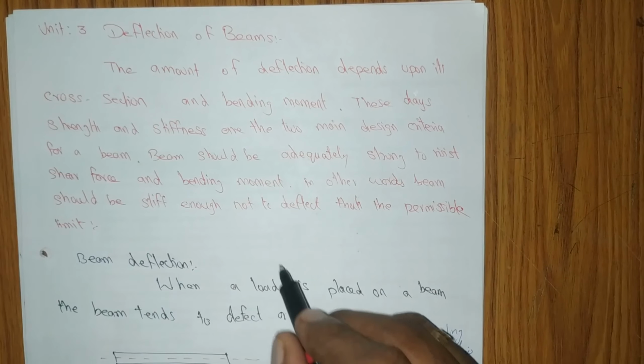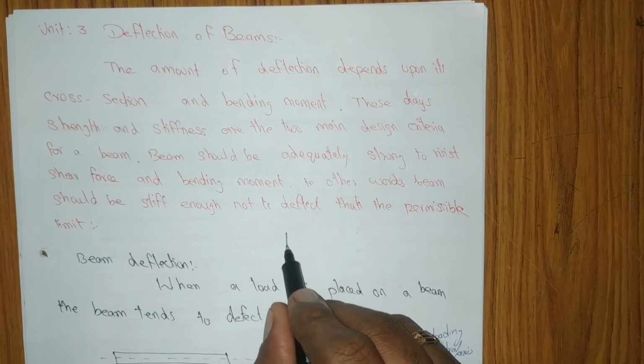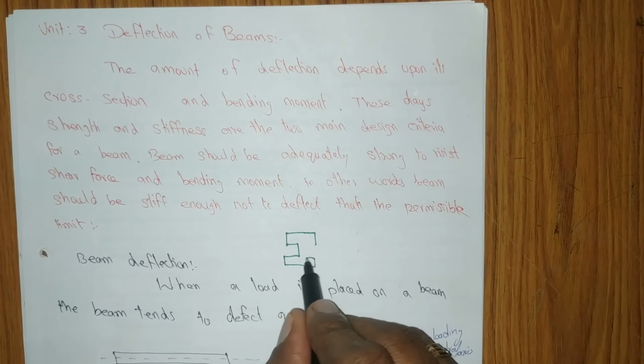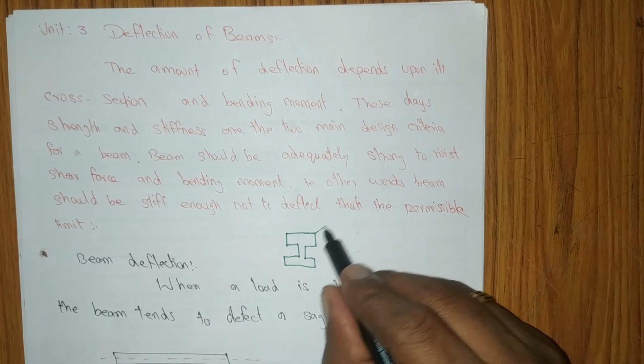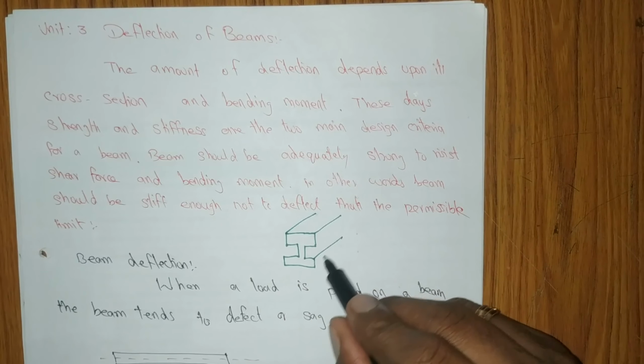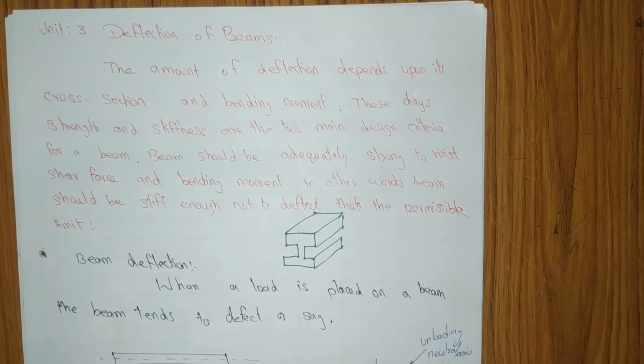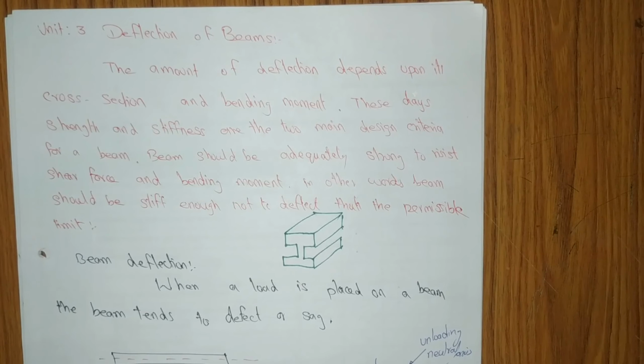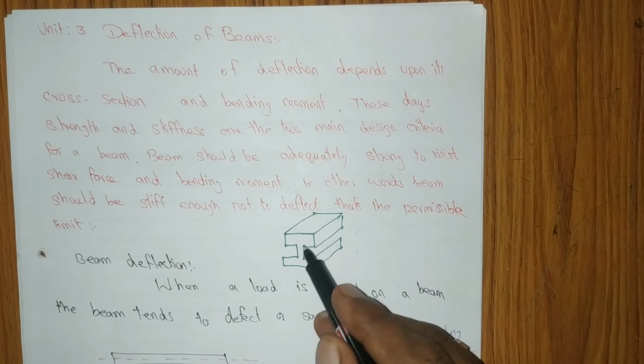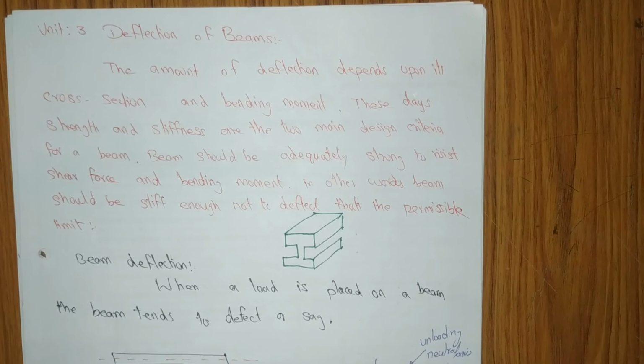So let us take a beam which has the I section in 3-dimensional, right? This is an I-beam. So most of the railway track you will see the I-beam, right? So it depends upon the cross section and a bending moment. If you apply bending moment, it will take the load, right?